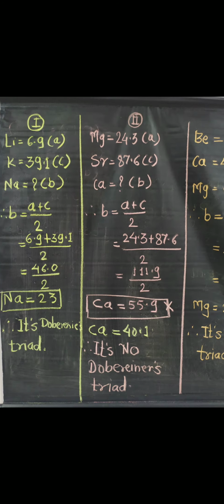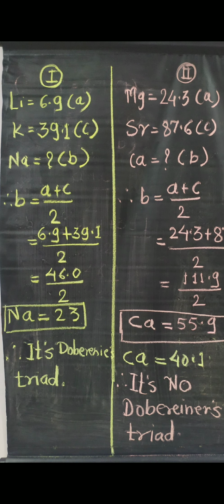So in the first example, you can see that we are giving the names of the elements as A, B and C. We are verifying this law by these examples. See, lithium is the A element, potassium is the C element, and Na is the B element. According to Dobereiner's law, the atomic mass of the middle element is approximately equal to the mean of the atomic masses of the other two elements.